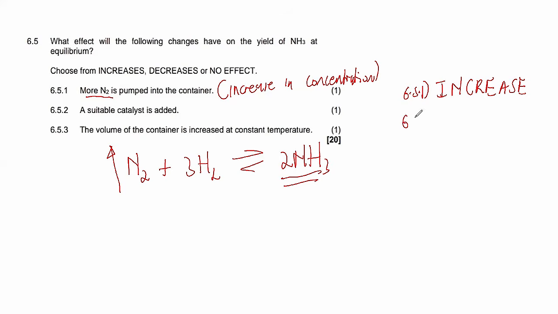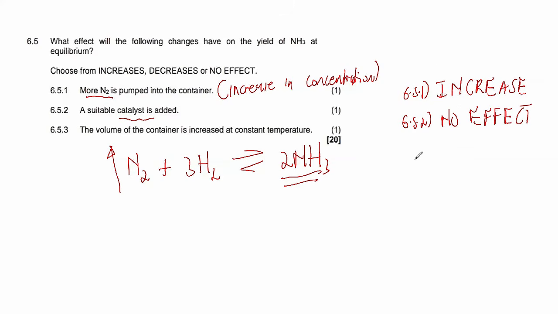Then 6.5.2, they're saying what will happen now if a suitable catalyst is added, right? If we add a suitable catalyst, will this affect the yield of the NH3? Not at all. Remember, a suitable catalyst, the only thing that it will do is just speed up the chemical reaction, but it wouldn't necessarily change the yield of the NH3. So we say no effect.